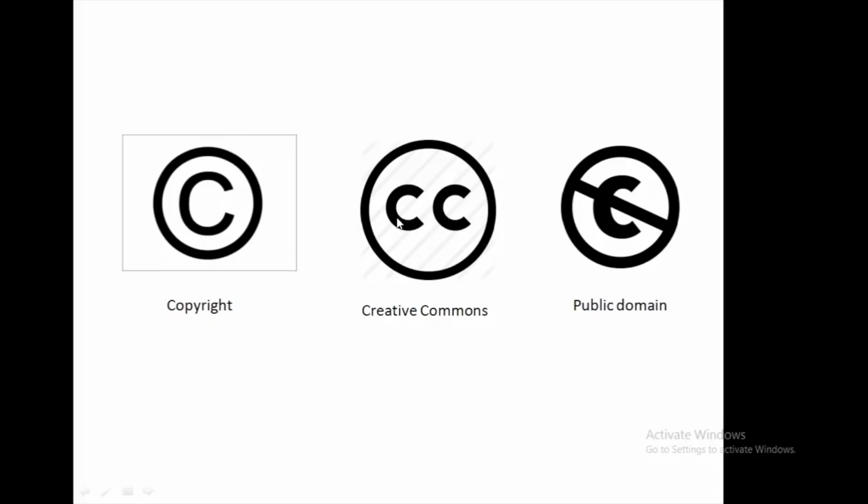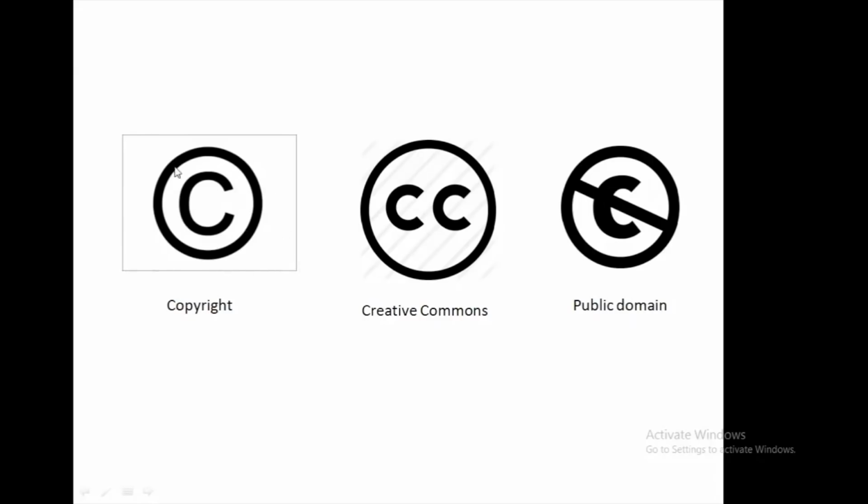So what is the need of Creative Commons licensing? There are certain authors who have developed something, and he or she wants that a large number of people should use it, but he or she also wants that they should get the attribution for their work. So this is different from copyright.